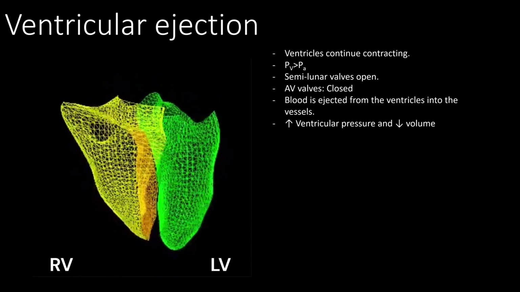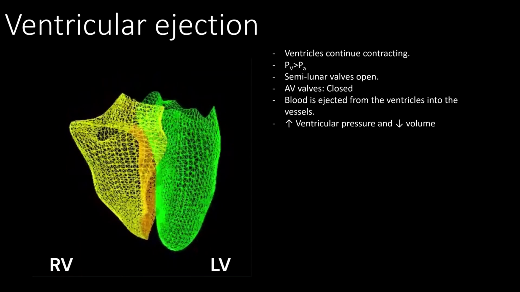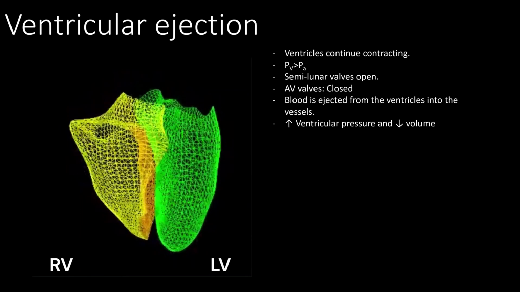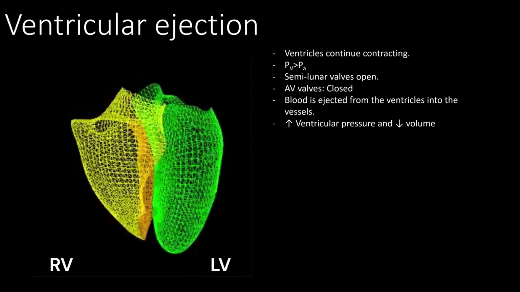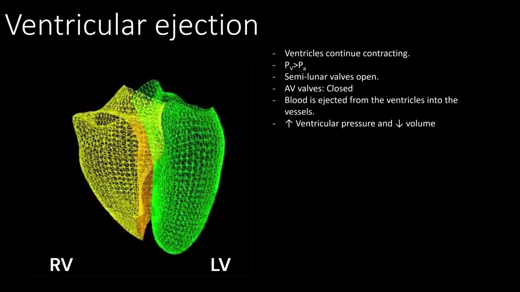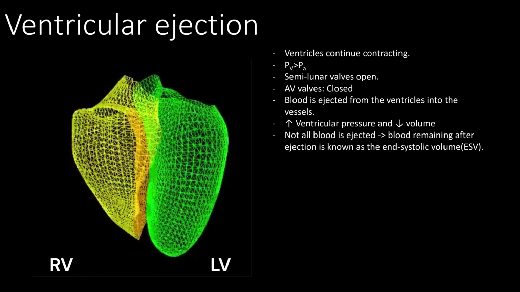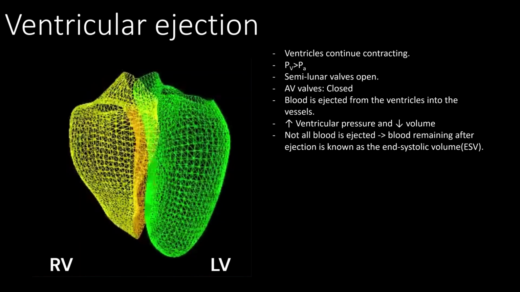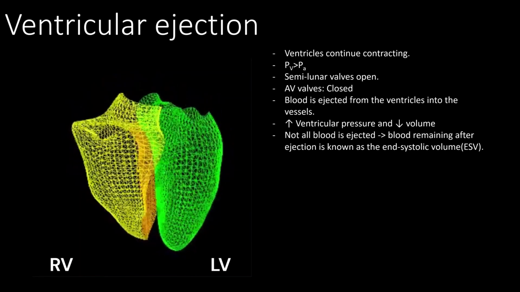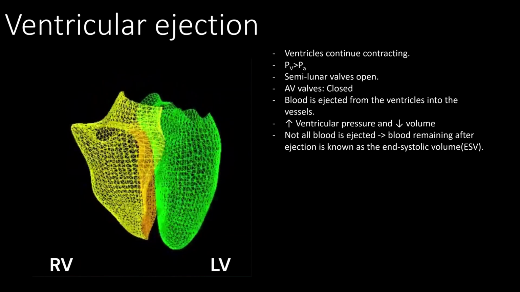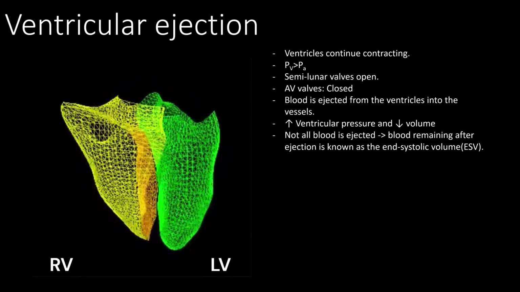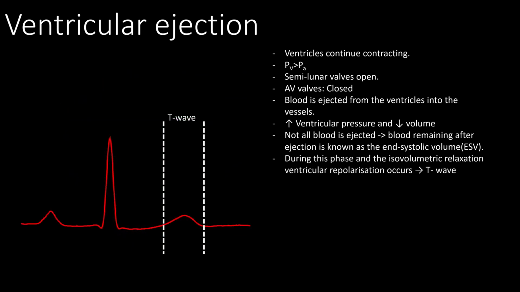Due to the differences in pressure between the two ventricles, the aortic valve opens slightly before the pulmonary valve, allowing the blood from the left ventricle to leave just before that of the right ventricle. The small volume of blood remaining in the ventricles following ejection is referred to as the end systolic volume. During this phase and isovolumetric relaxation, ventricular repolarization occurs, producing the T wave on the ECG.